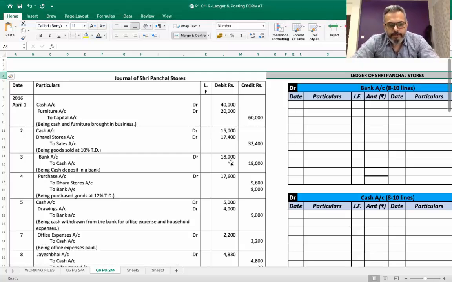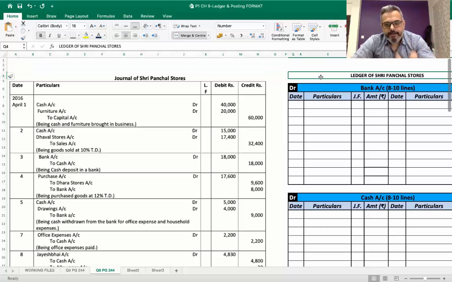So today we are going to do question number 6, page number 244 from our textbook, and we are going to see posting for combined entries like this. You can see over here cash account, furniture account to capital account. Now just don't worry, there is nothing so different over here.